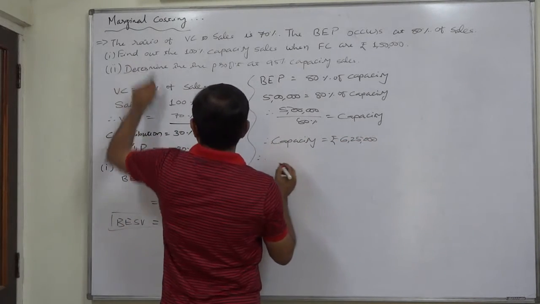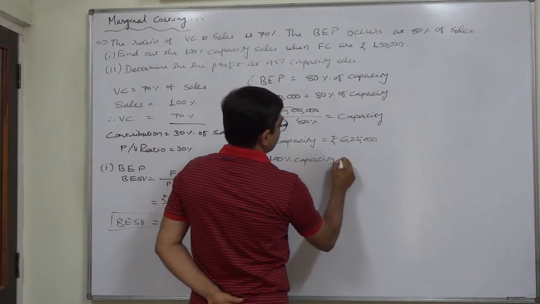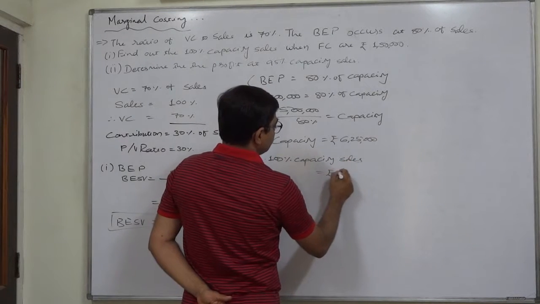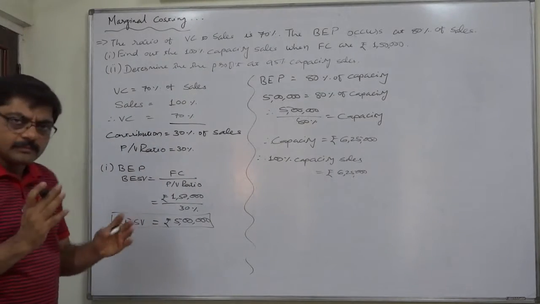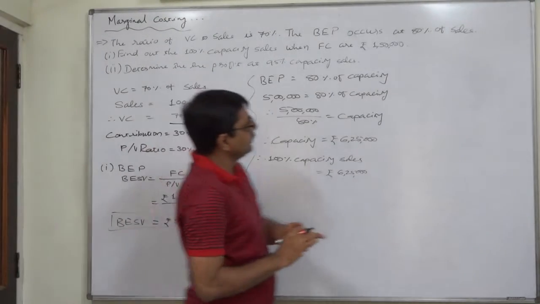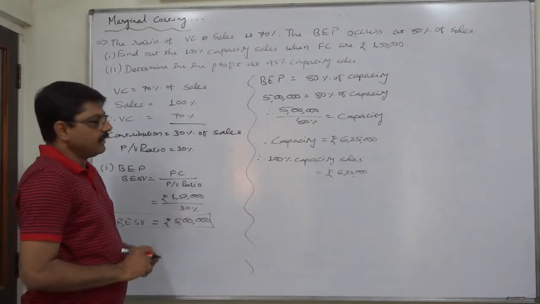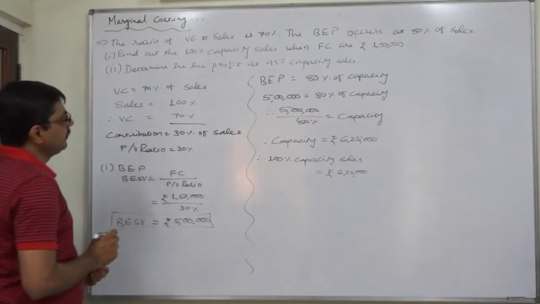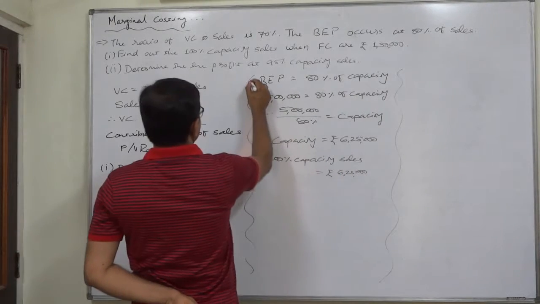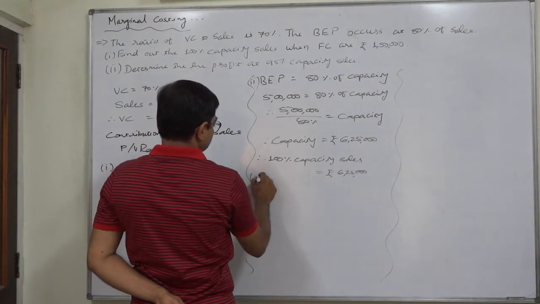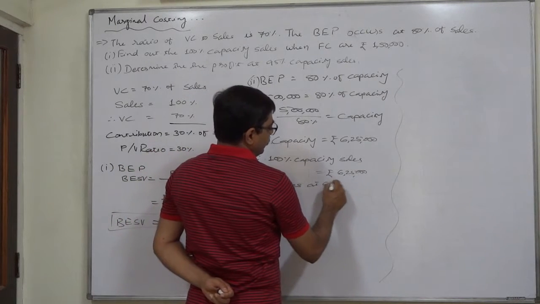So the first answer is: 100% or full capacity sales equals rupees 6,25,000. Some daring for this type of interpretation is needed. Now the second thing is to determine the profit at 95% capacity sales. First of all, sales at 95% capacity.